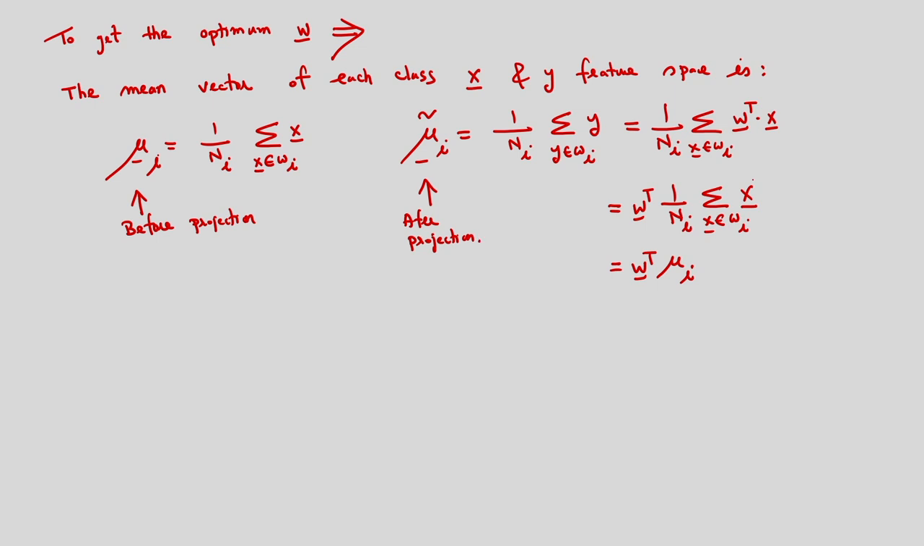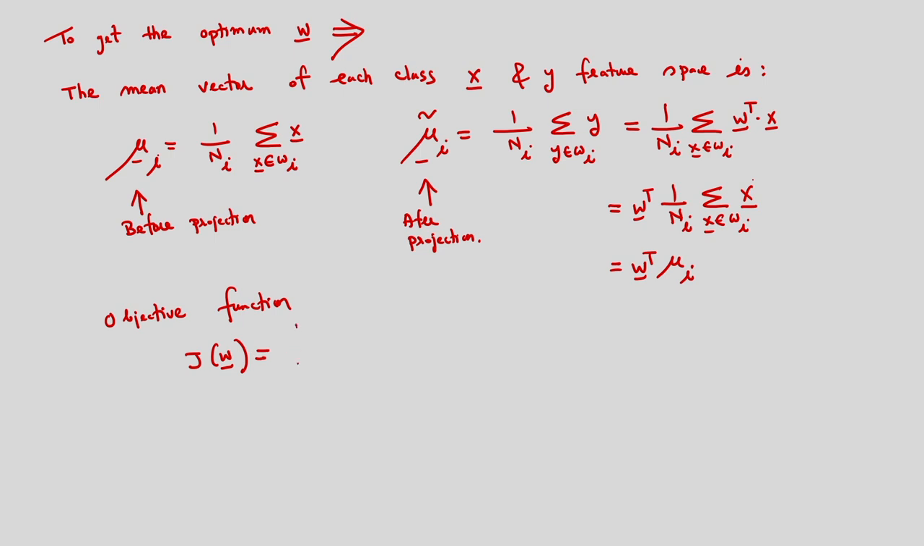So what is the interpretation of this? Projecting x to y will lead to projecting the mean of x to the mean of y. So I am repeating this. That is the interpretation of this. So we can determine the distance between the projected means, and that I can consider as my objective function. So what is the objective function I can consider? Suppose the objective function is J w.